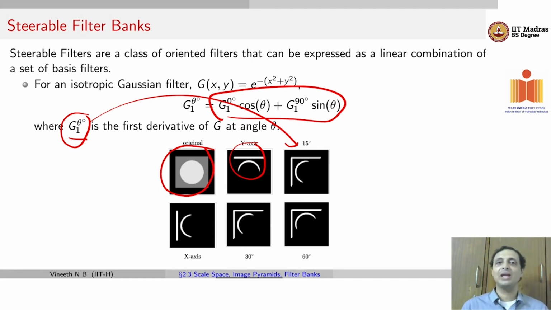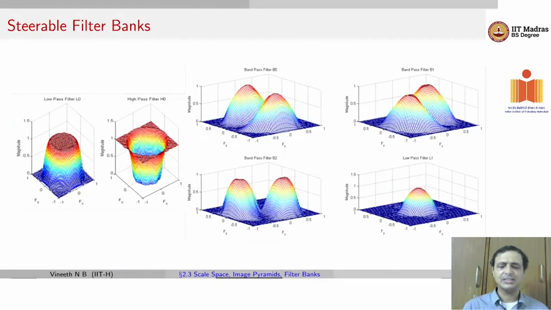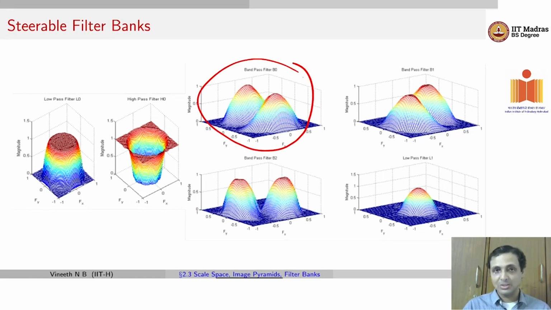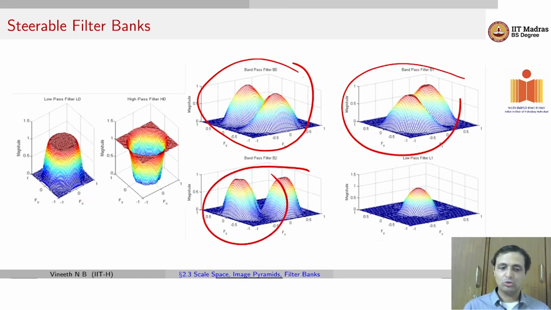Gabor filter banks was one example that could be used to extract textures from images. Steerable filter banks are another example that could be used to extract textures from images. Here is another illustration of steerable filter banks, where you can take say a band pass filter B0. As you can see, this band pass filter allows a certain set of frequencies to pass through. Another band pass filter B1, B2, so on and so forth. You can have a low pass filter, so on and so forth.